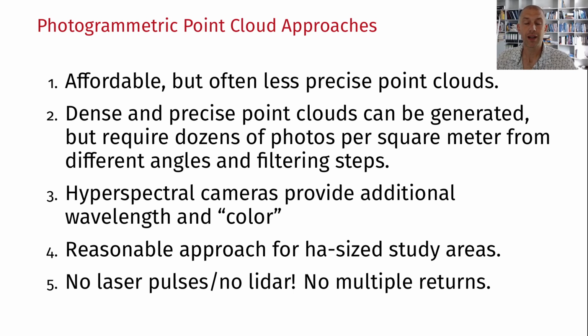I'm repeating myself, but I want to make that point really clear. Structure from motion does not use laser pulses, so you don't have multiple returns. You only have a single return of the point that can be seen on both images. That also means you cannot see through vegetation.